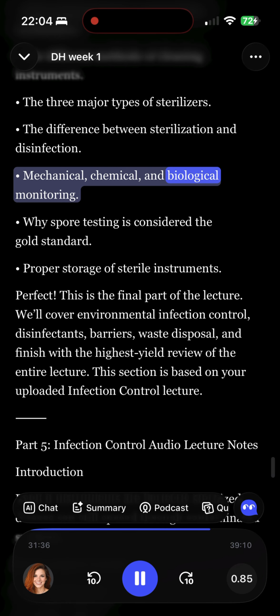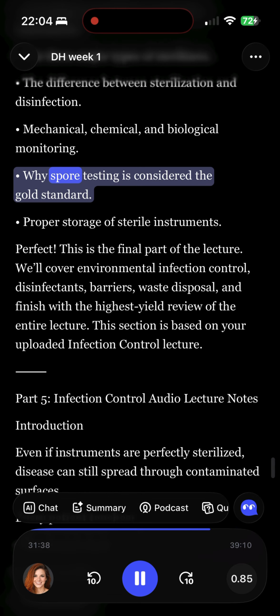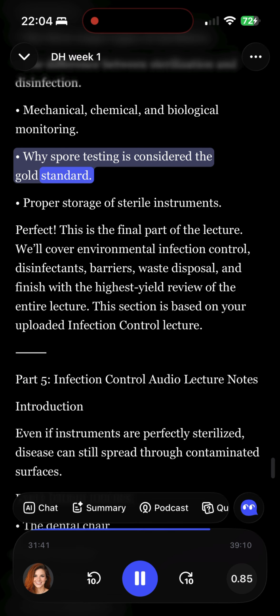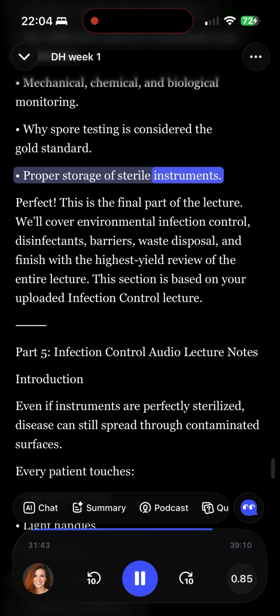Mechanical, chemical, and biological monitoring. Why spore testing is considered the gold standard. Proper storage of sterile instruments.